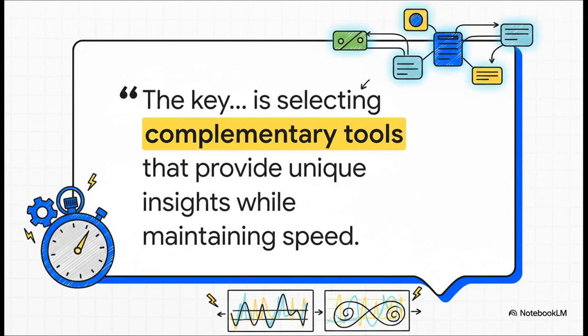As the Forex Traders Association pointed out back in 2024, the key is selecting complementary tools that provide unique insights while maintaining the speed necessary for scalping. It's all about being smart and efficient, not just piling on more indicators for the sake of it.